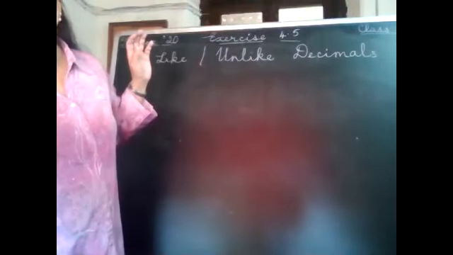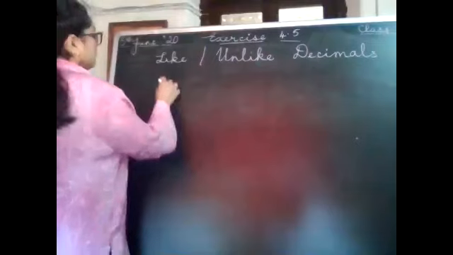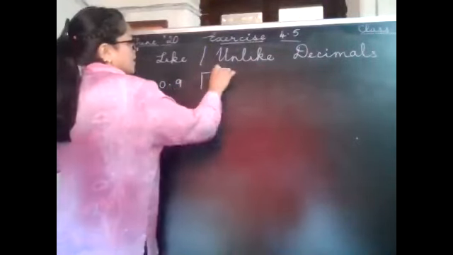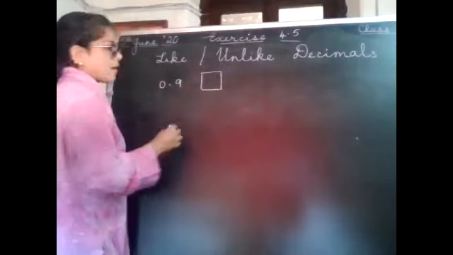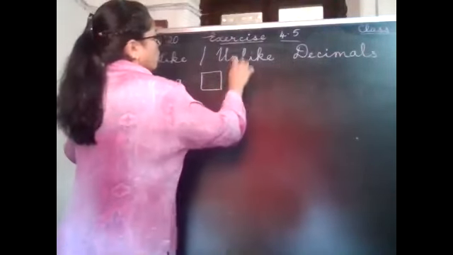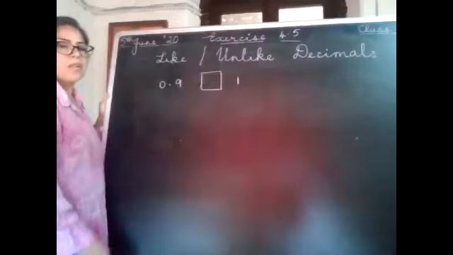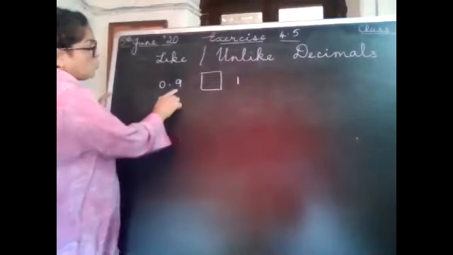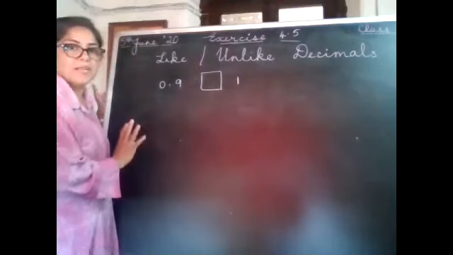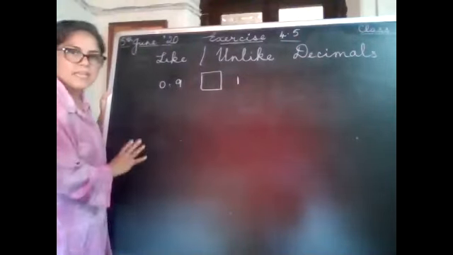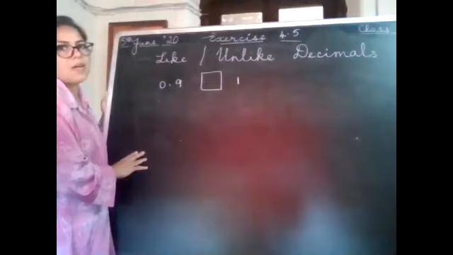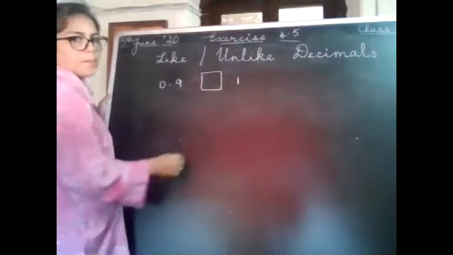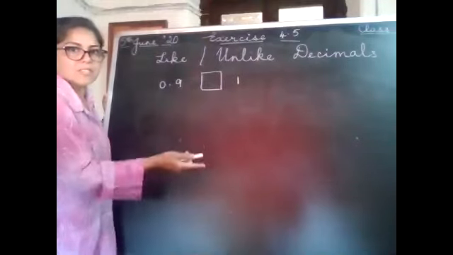Say for example, you have 0.9 and the other number that you have is say 1. Now if you look at both of these numbers, some of you may think that 9, we have learned, is a big number. That's why 9 is going to be the greater number. So now let me check. This is a whole number. The point will come after the whole number.